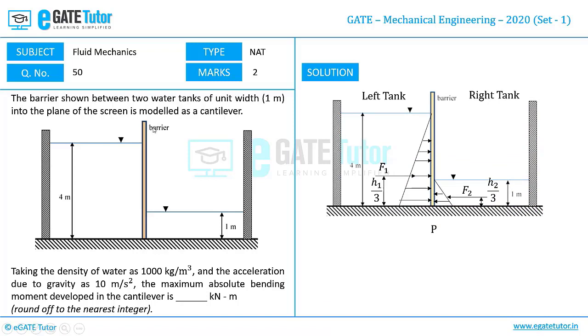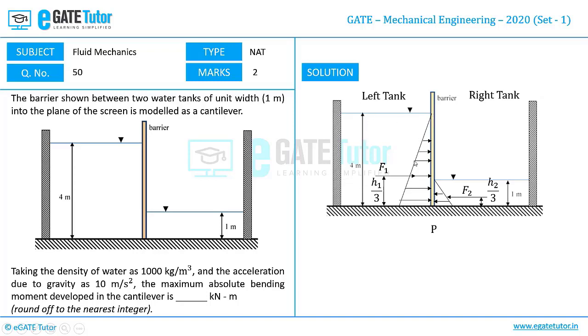Whatever the barrier is present here acts as a cantilever because it is fixed at this side point P and it is free at the other end. Let us try to divide the two water tanks into left tank and right tank. It is given that in the left tank the water surface level is at 4 meters from the bottom.